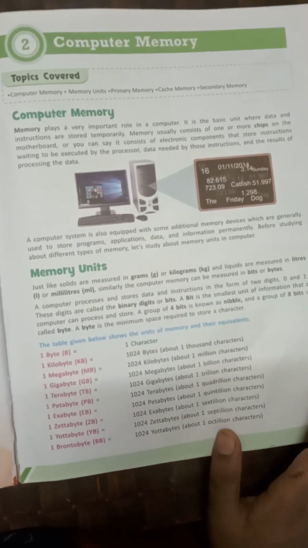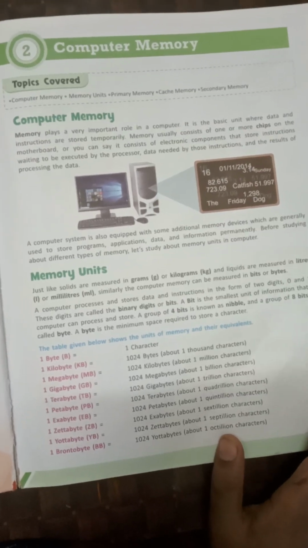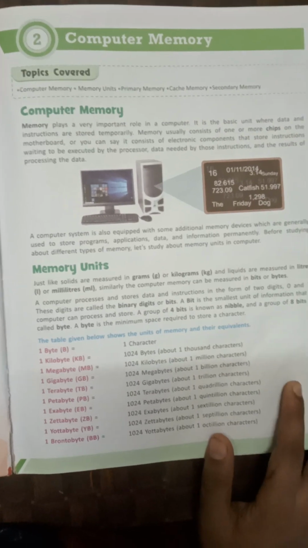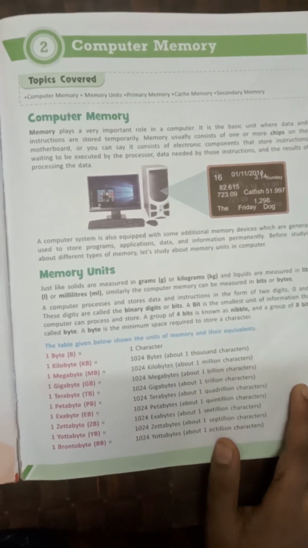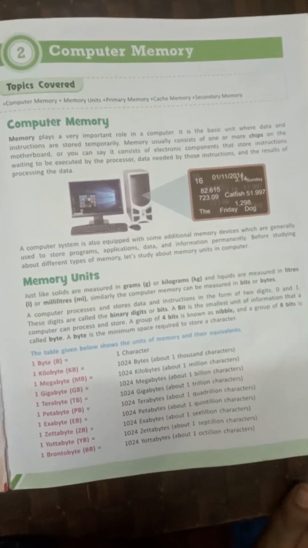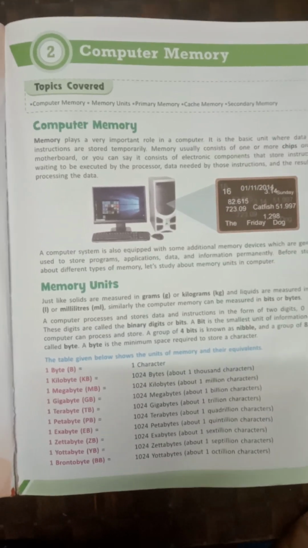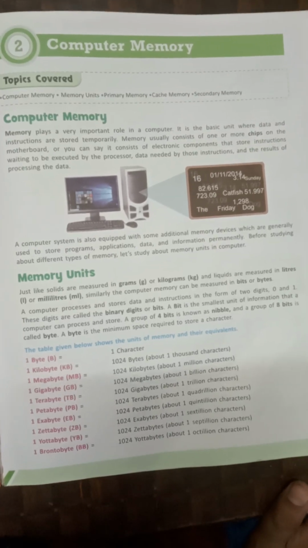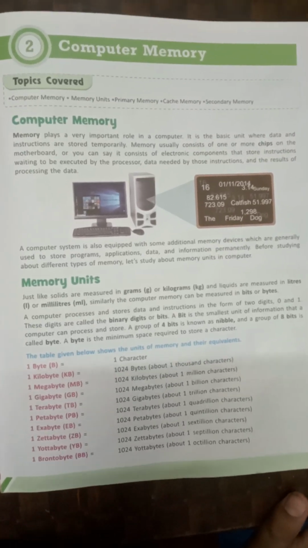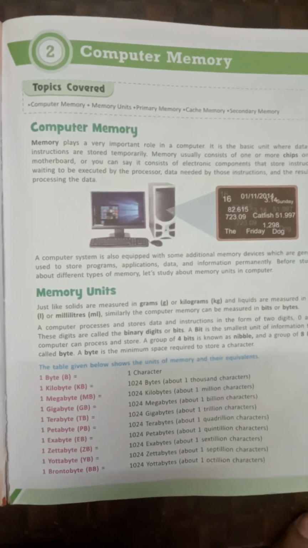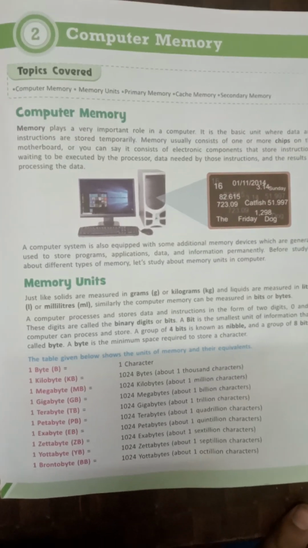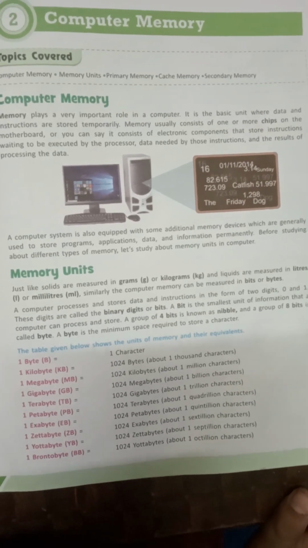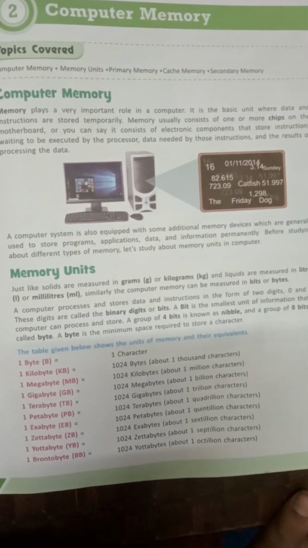Memory units. Just like solids are measured in grams or kilograms, and liquids are measured in liters or milliliters, similarly, the computer memory can be measured in bits or bytes. A computer processes and stores data and instructions in the form of two digits, 0 and 1. These digits are called the binary digits or bits. A bit is the smallest unit of information that a computer can process and store.